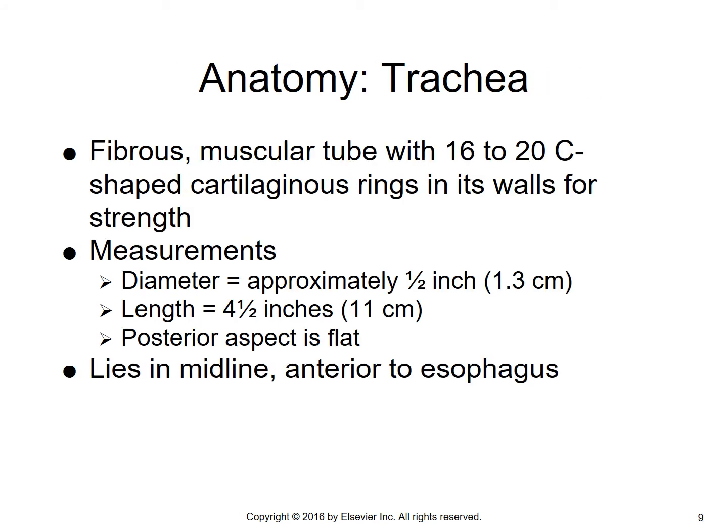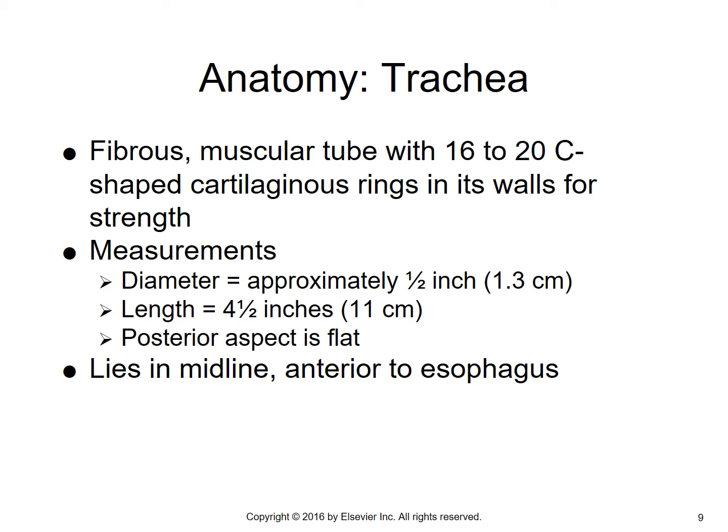Let's talk a little bit first about the trachea, so this tube that's going to go from the pharynx down then into where it splits before becoming the bronchi. It's a fibrous muscular tube with about 16 to 20 C-shaped cartilaginous rings in its walls for strength. These cartilaginous rings also are there so that the trachea doesn't close up. Okay, we want to make sure that these cartilaginous rings keep that tube open.